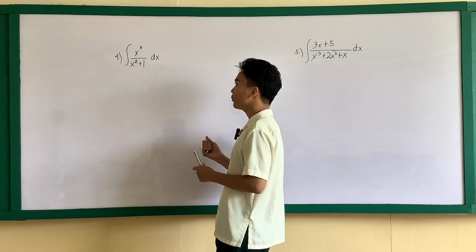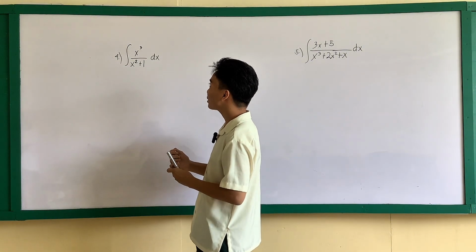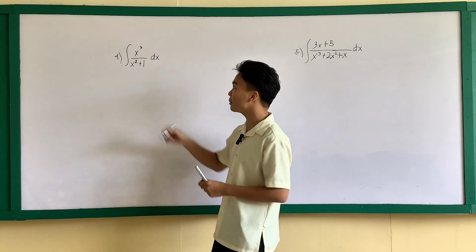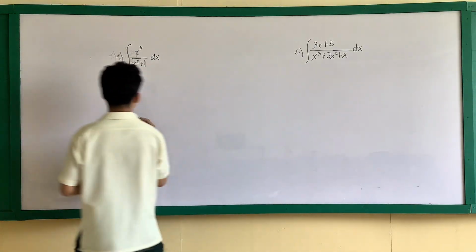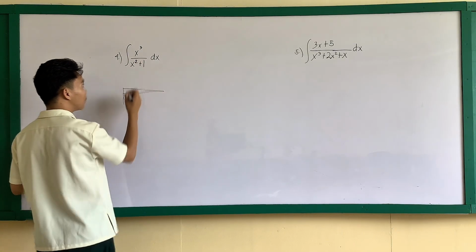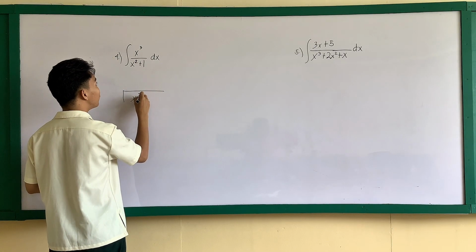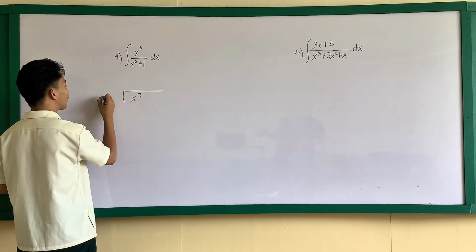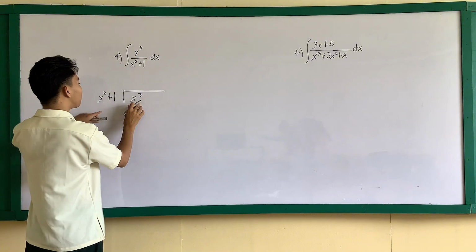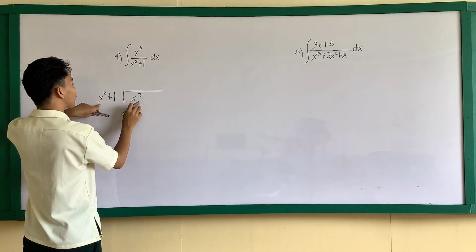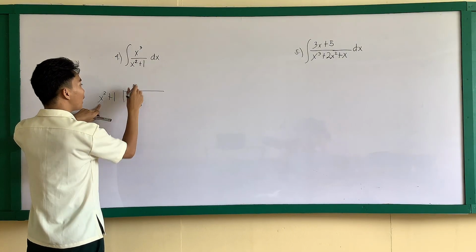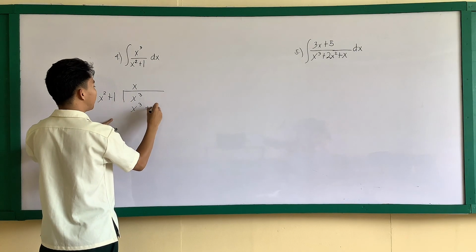So now we are in problem number 4. As you can see, the exponent in the numerator is bigger than the exponent in the denominator. So gagamit tayo ngayon ng polynomial division. So, ilalagay natin sa loob yung numerator, which is x cubed, sa labas naman yung denominator, x squared plus 1. So, x cubed divided by x squared is x. X times x squared is x cubed. X times 1, simply x.